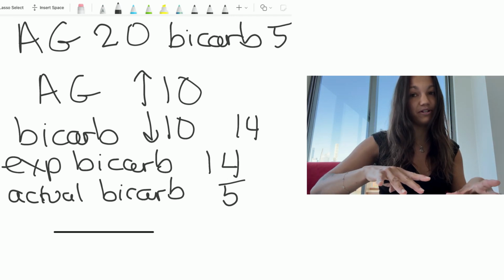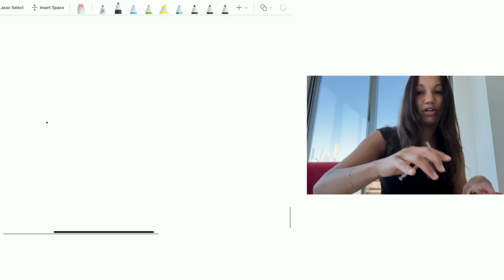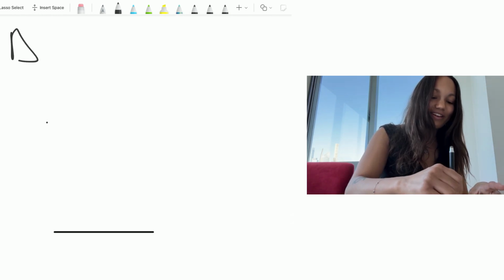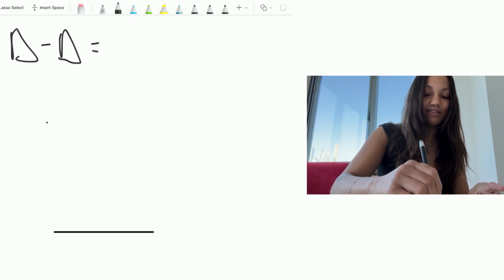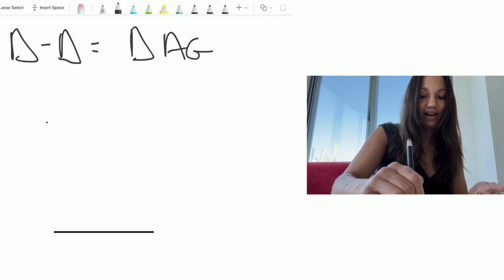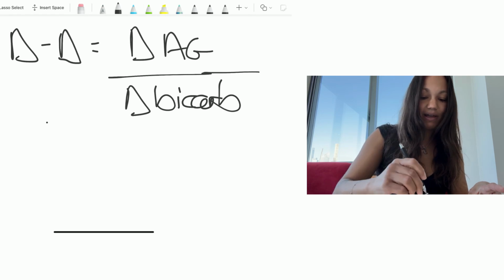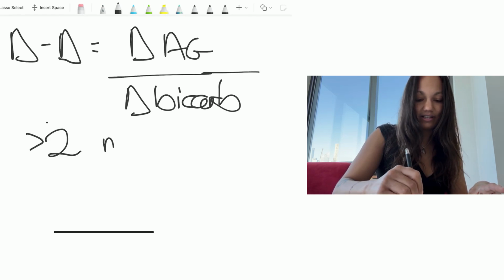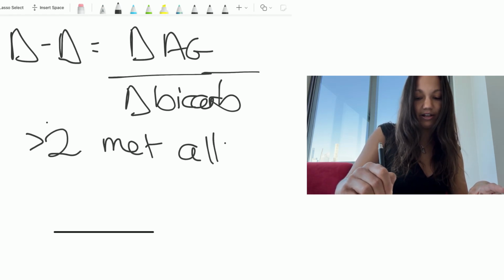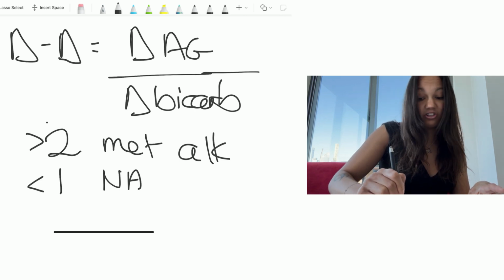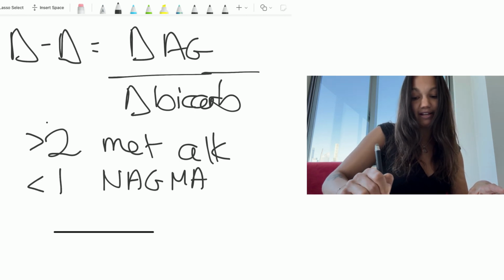It just makes a little more sense to me. So remember what you learned about delta-delta, if you learned about it. So delta-delta is your delta anion gap divided by your delta bicarb. And if that's high, that's an additional metabolic alkalosis. If it's low, they tell you it's an additional normal anion gap metabolic acidosis.